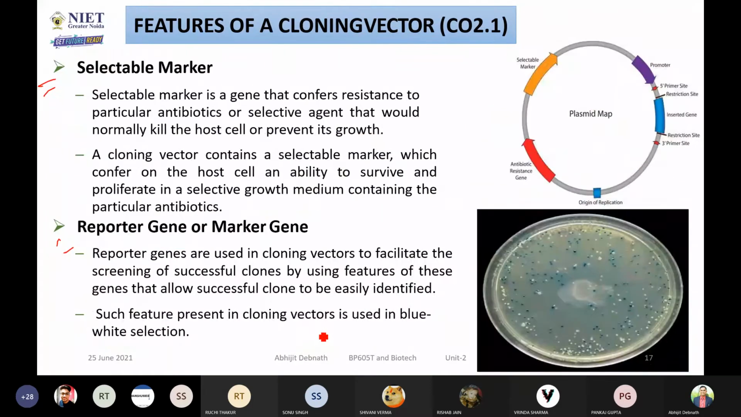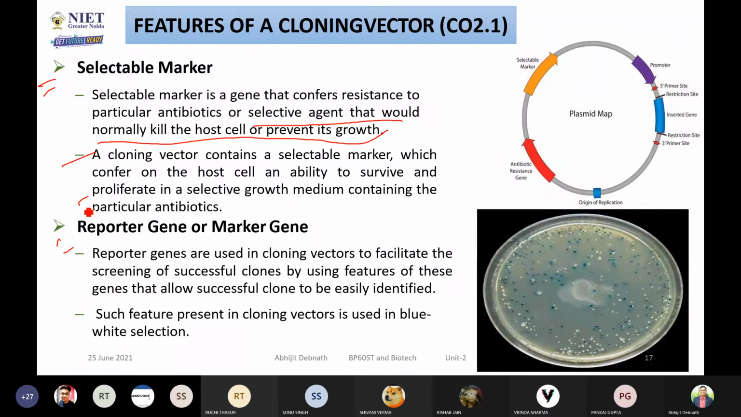Another feature is called the selectable marker. A selectable marker is a gene that confers resistance to a particular antibiotic or selective agent that would normally kill the host cell or prevent its growth. A cloning vector contains a selectable marker which gives the host cell the ability to survive and proliferate in a selective growth medium containing the particular antibiotic. So whatever you have seen previously, some genes show resistance to a particular antibiotic. That is what we are trying to say here.